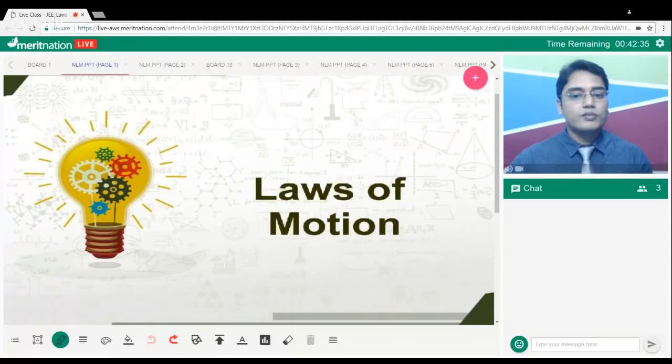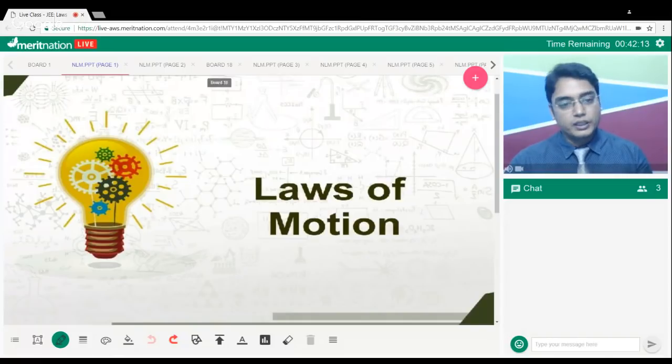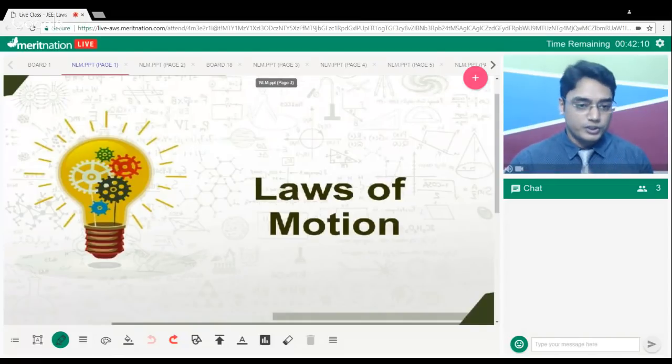First, why are we studying laws of motion? The point is very simple: in JEE Mains and Advanced, we can expect at least one question related to laws of motion. And other than this, since this is the fundamental topic of mechanics, throughout mechanics we are going to use the concept of laws of motion, different laws and their properties, right?